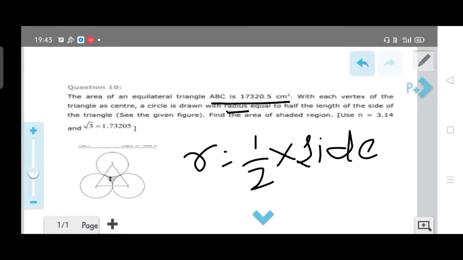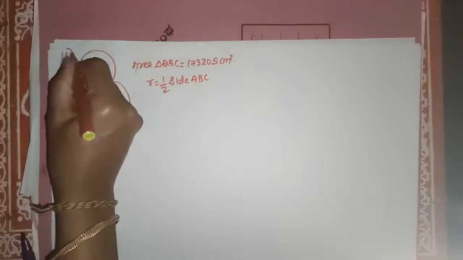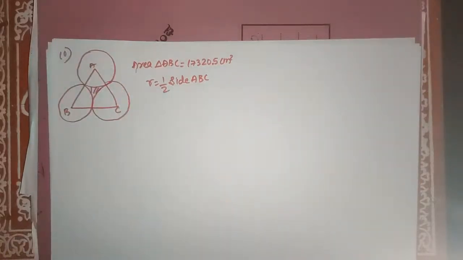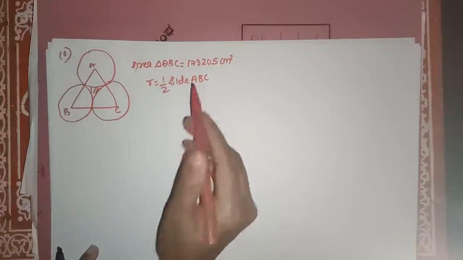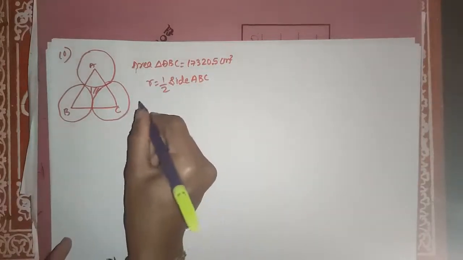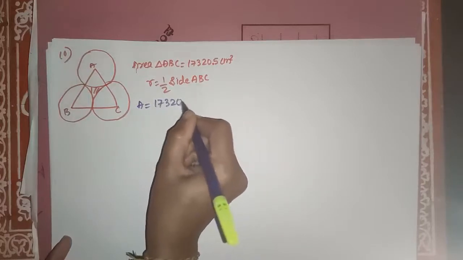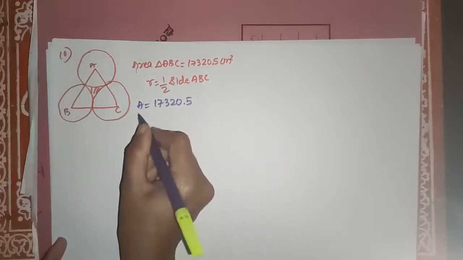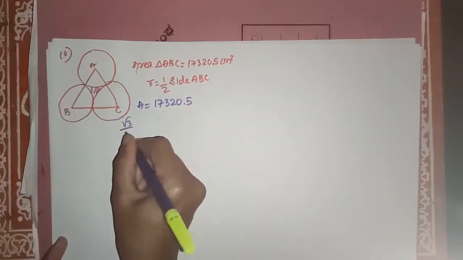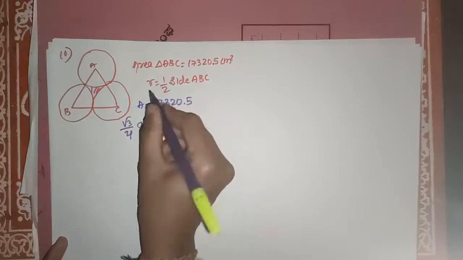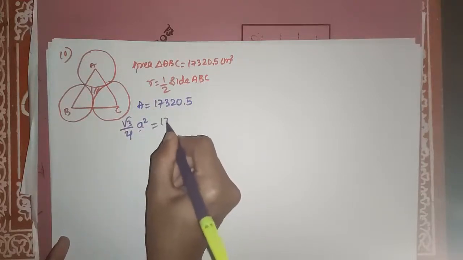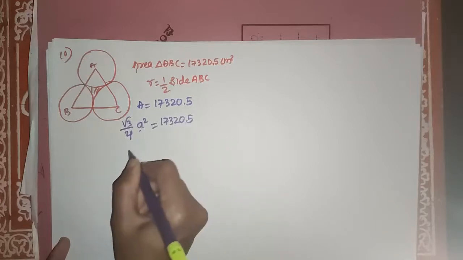Use pi as 3.14 and root 3 as 1.73205. Okay, so to find out the radius we need to find out the side here, then we need to find out the area of the shaded region. So here the radius is equal to half of the length of the side of ABC. Here we have area 17,320.5. So we know the area of an equilateral triangle is root 3 by 4 a square. So here a square, I take the side, 17,320.5. I write down a square here only.